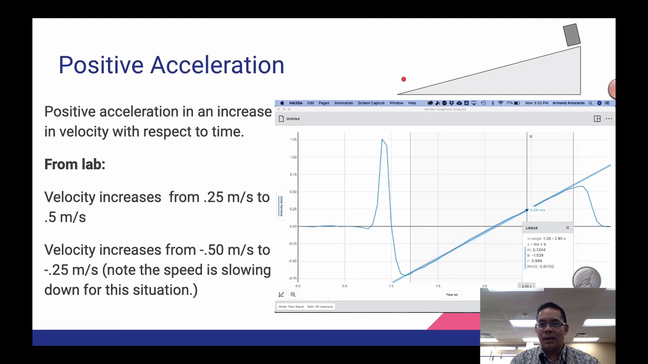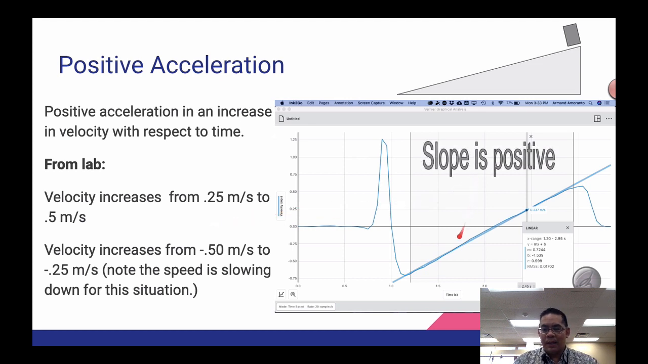Because whenever you have a negative velocity and you are decreasing in speed, you technically have a positive acceleration because the change is pointing down the ramp. And the ramp actually is slowing it down. So that's the reason behind it. We'll explain more of that in detail in class.